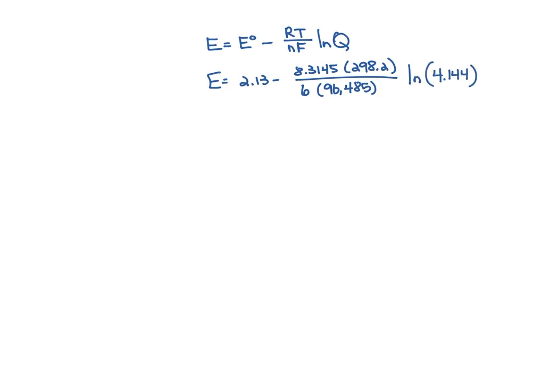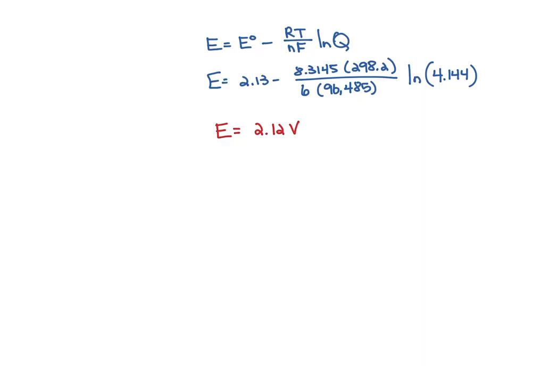I'm going to plug all of that into the calculator. My final answer should have 2 decimal places. 2.12 volts. Now what this means is the cell potential is positive, so that means under these specific conditions, this reaction, the way it's written, is considered a spontaneous reaction.